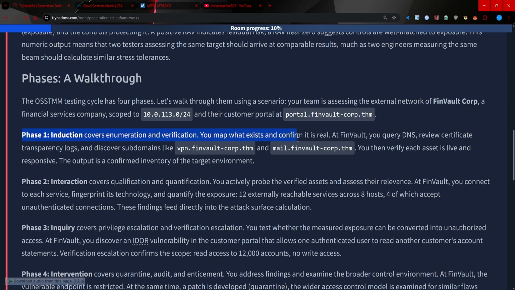You map what exists and confirm it is real. At FinVault, you query DNS, review certificate transparency logs, and discover subdomains like VPN and mail. You then verify each asset is live and responsive. The output is a confirmed inventory of the target environment.